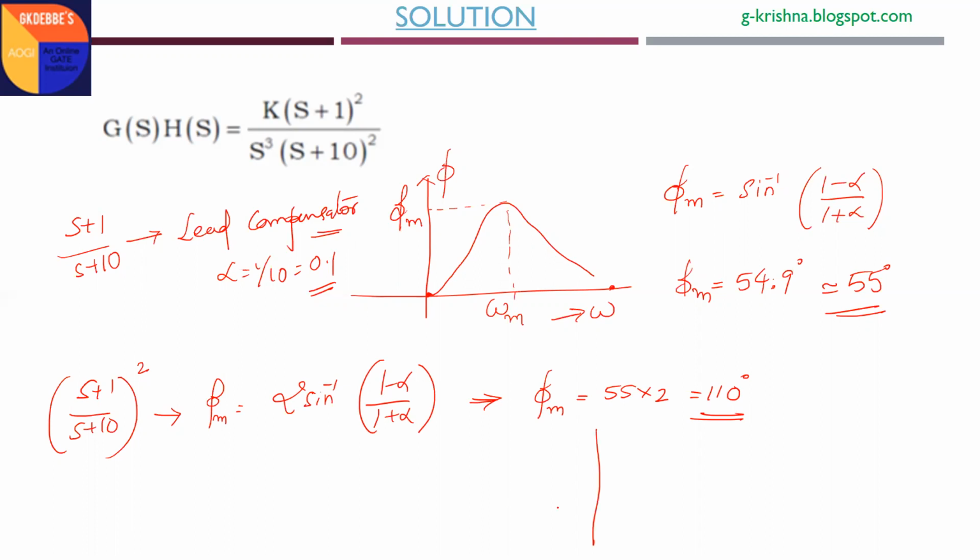For this transfer function, the phase plot will be in this manner: the phase increases and again decreases and gets to 0. And the maximum phase shift we will be getting is plus 110 degrees for this one.